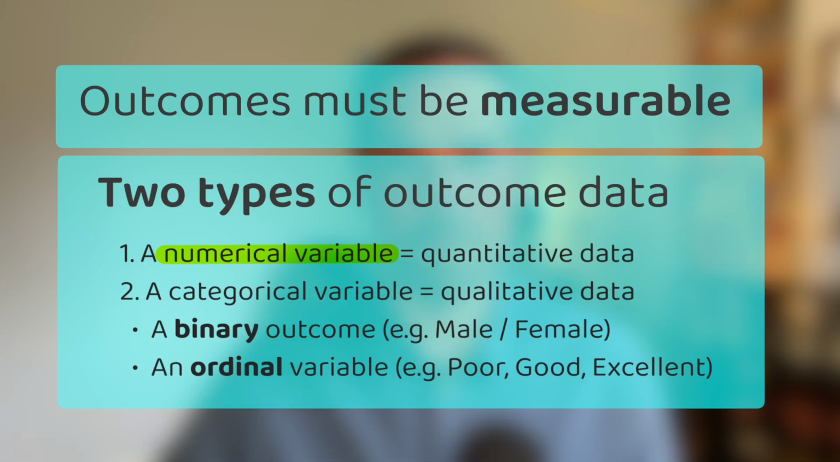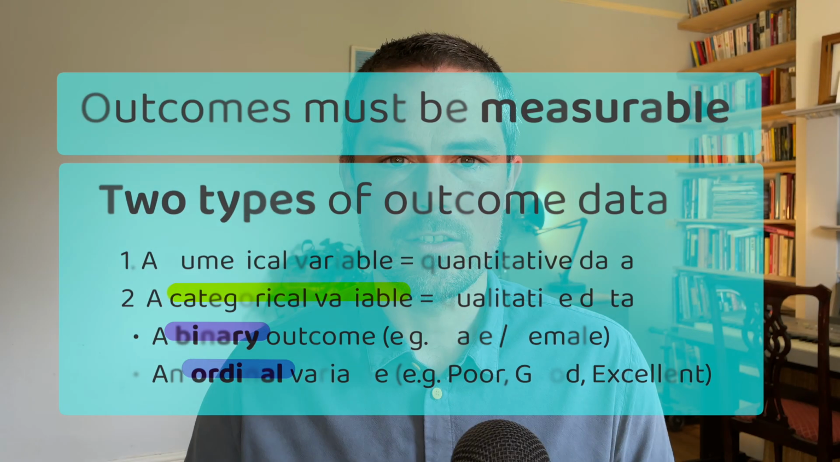And this is a number. It could be height in centimeters, or it could be a number like HbA1c or cholesterol. It could also be a categorical variable. These are categories that could be binary, like mortality or biological sex, male, female, or it could have several categories in an order, like poor, good, or excellent. This matters, the type of variable, when we try to describe data or perform statistical tests.